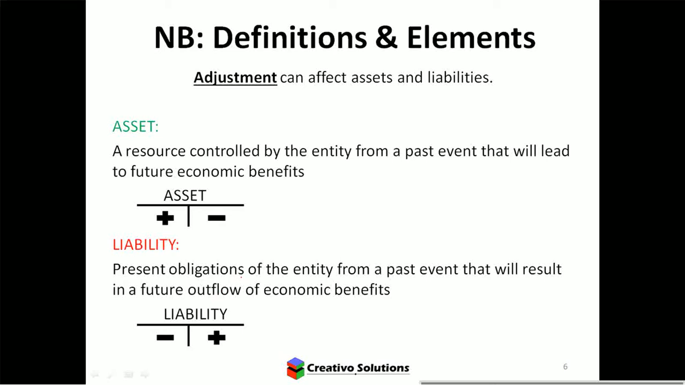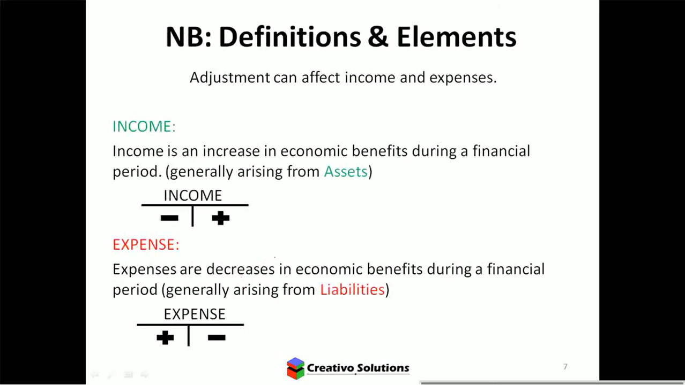When focusing on assets, we know the keyword for asset is resource. We know the keyword for liability is obligation. If you know what an asset is, it should be easy to account for it because you know from the rules, assets increase on the debit side and decrease on the credit side. Income increases the benefit.